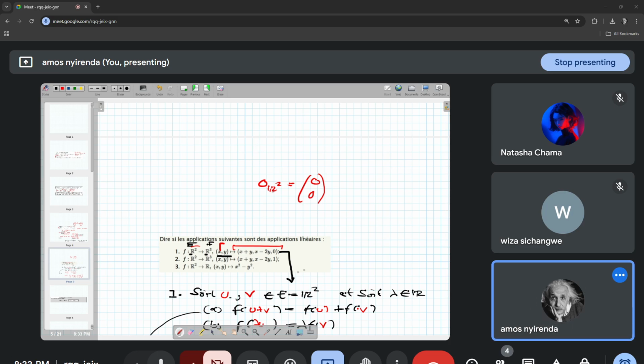Okay? So f is a linear application. We want to check if f of 0_R2 is going to give us 0_R3. So let's take this vector (0, 0) and apply the function f. What are you going to get? x is 0, so you have 0 + 0, and then 0 − 2 multiplied by 0, and then you have 0. This is 0, this is 0, and this is 0, and this is equal to 0_R3.